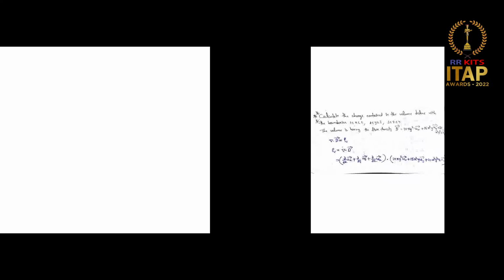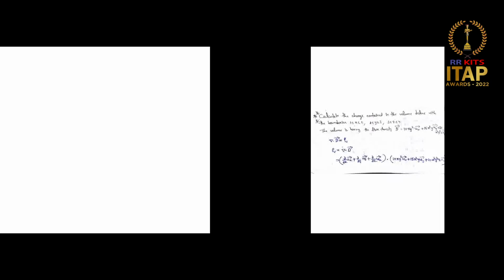In order to get rho v, which is nothing but the volume charge density, we have to make use of the Gauss law in point form. Just now we have derived the Gauss law in point form: del dot D bar is equal to rho v. That means the divergence of flux density is equal to the volume charge density. So we can have rho v equal to del dot D bar. Del is nothing but the vector differential operator, what we have discussed in the first unit.